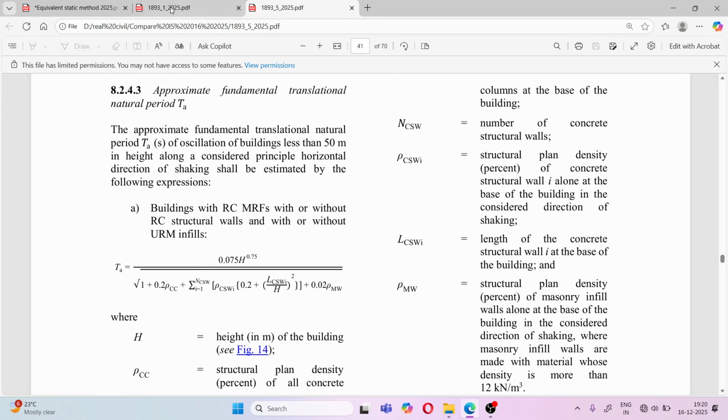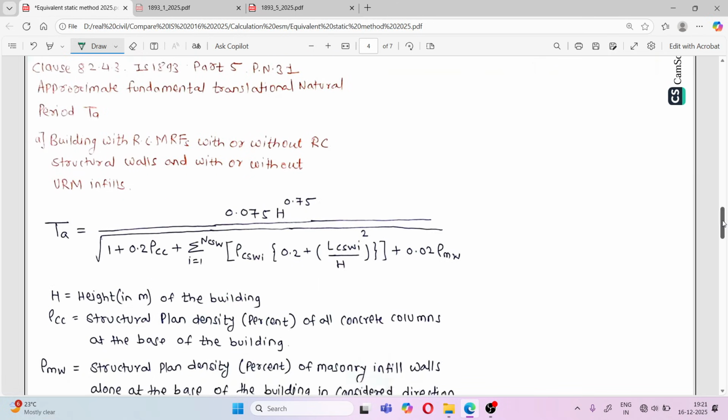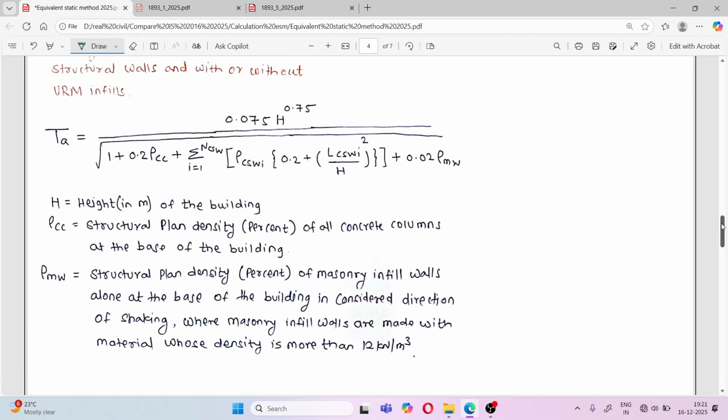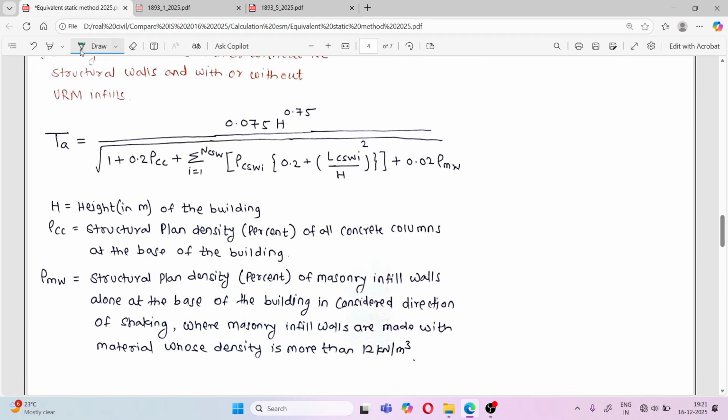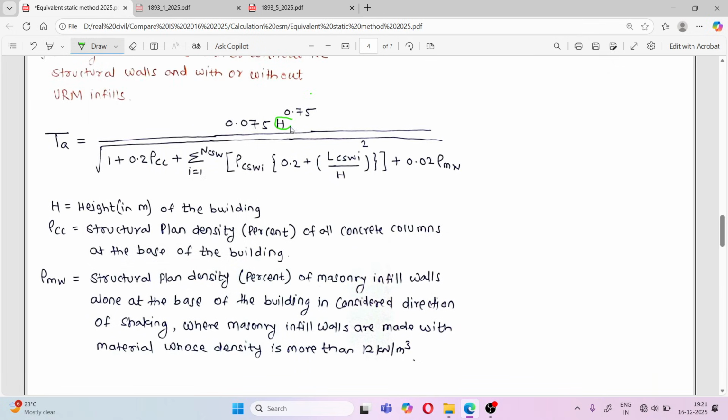So TA is equal to, I have written this formula here. TA is the time period, equal to 0.075 h raised to 0.75 divided by square root of 1 plus 0.2 rho cc plus, and so much stuff is given. Now I will explain one by one. So this is very important. Here you can see this h is the height of the building.